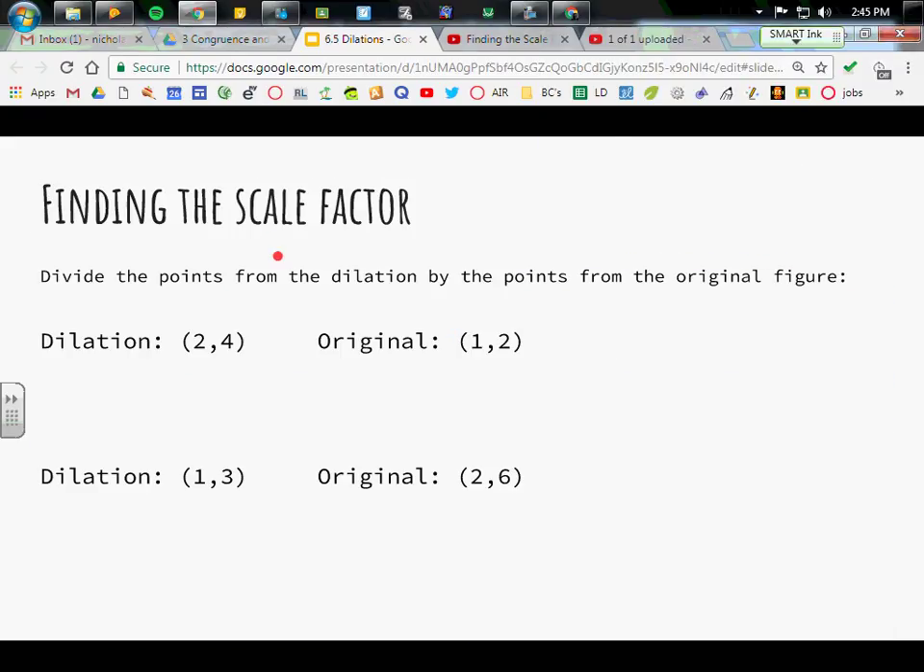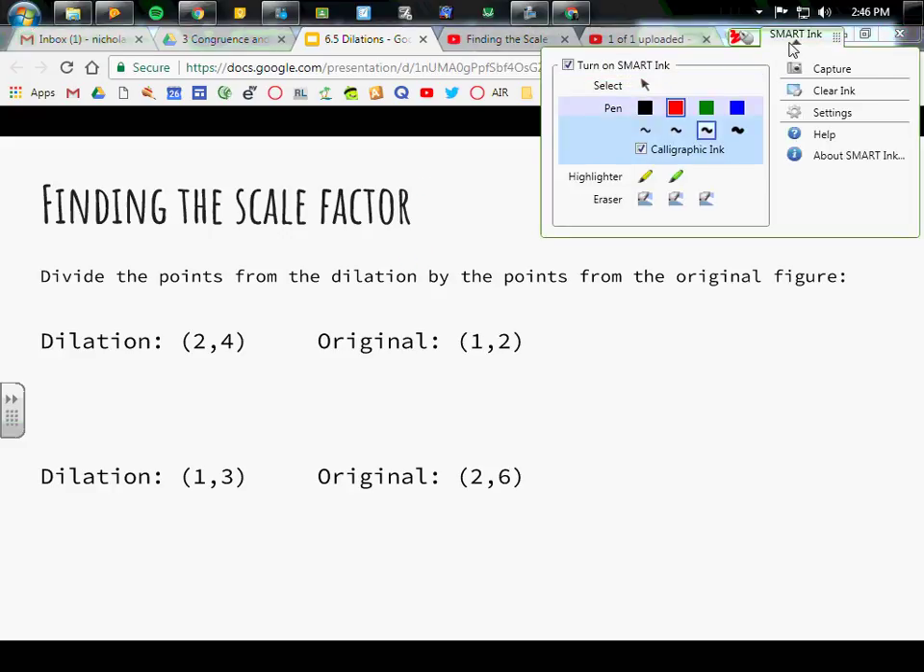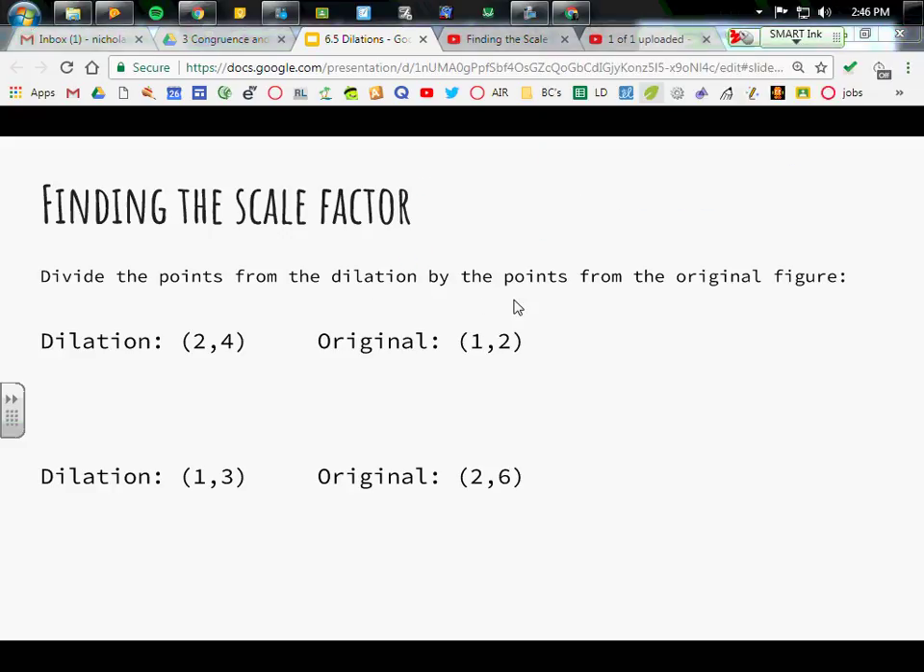Okay, well, what if you have the points of your dilation and your original, and you need to find the scale factor? In order to do that, you would divide the points from the dilation by the points from the original figure. And you have to do x divided by x and y divided by y. So make sure you are following that order.